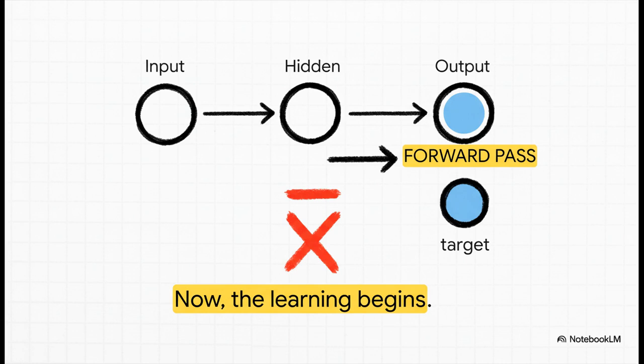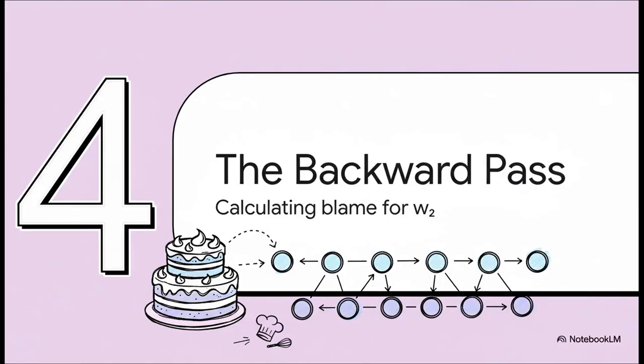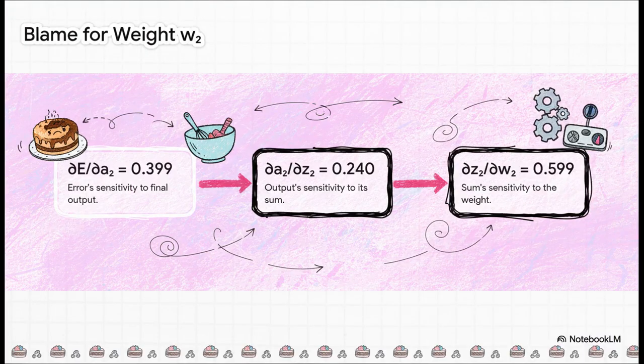The network has to figure out how to adjust its knobs to get closer to the right answer. And here comes the magic. We're going to work our way backward from that final error using our chain rule to figure out exactly how much that second weight, W2, was to blame for the mistake. We're building our chain of sensitivity, link by link. We do it in 3 easy steps.